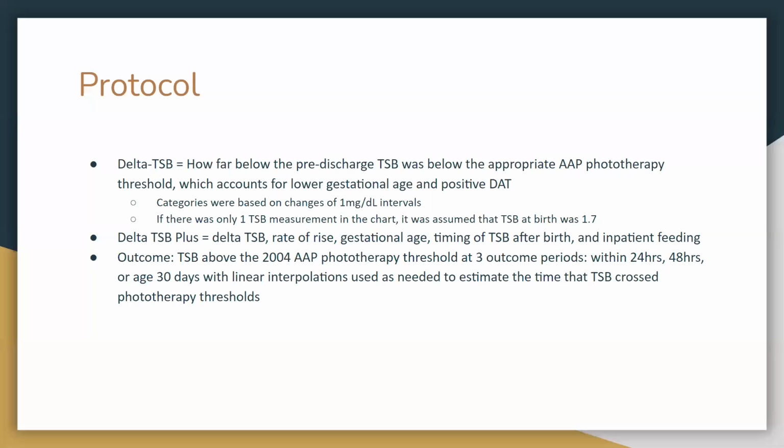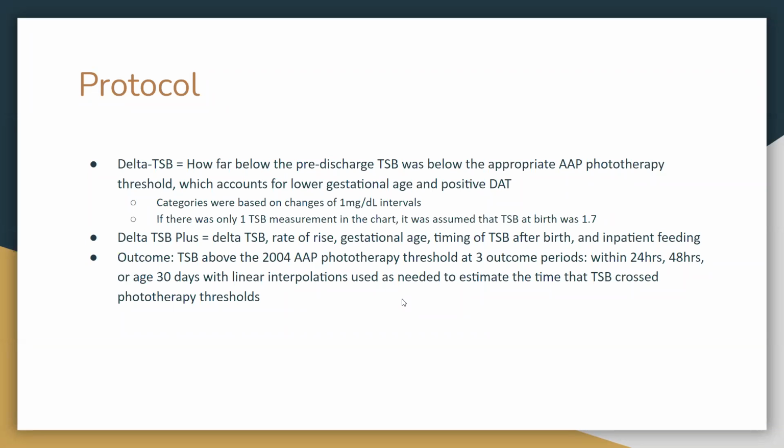If they didn't have enough serum bilirubins in the chart, they just created an assumed total serum bilirubin at birth, which was 1.7. Then they created a more robust model. It is delta TSB, but it also takes into account the rate of rise of the bilirubin, gestational age, the timing of the total serum bili after birth, and patient feeding, etc.